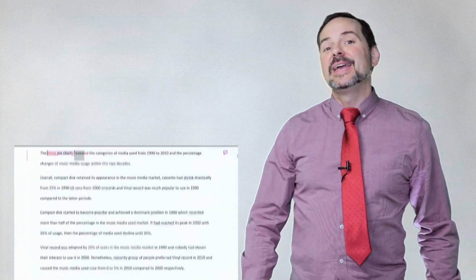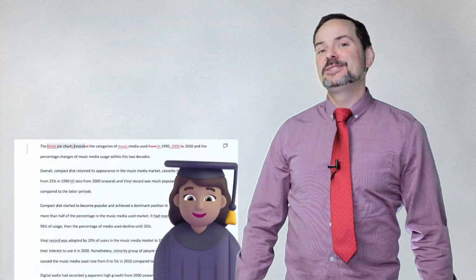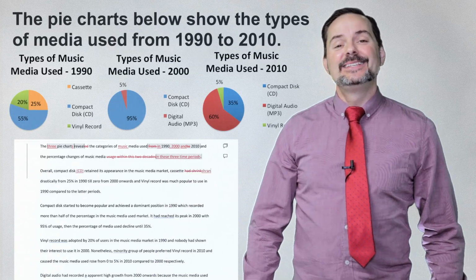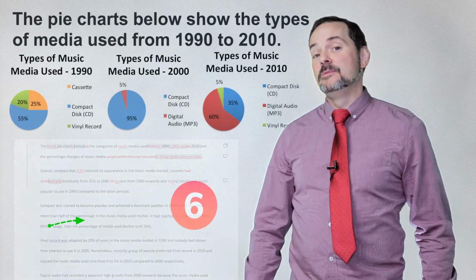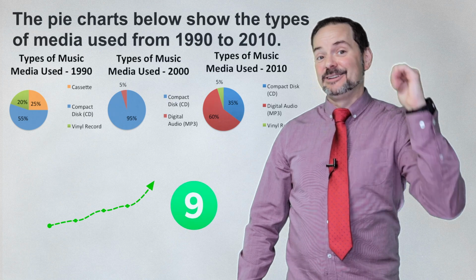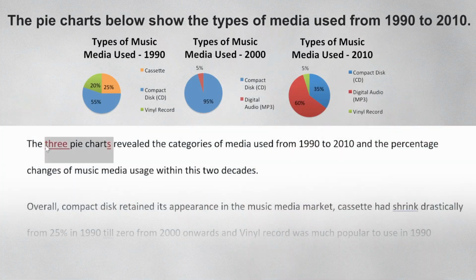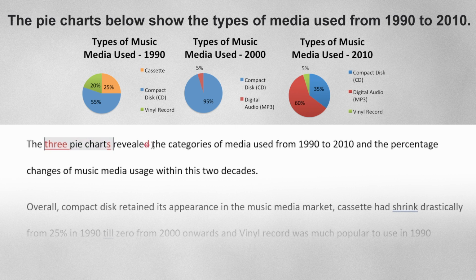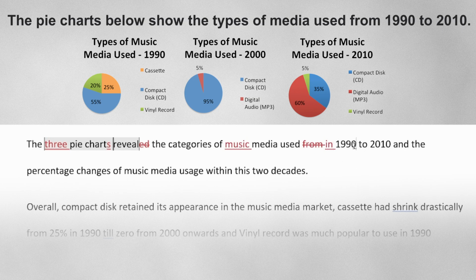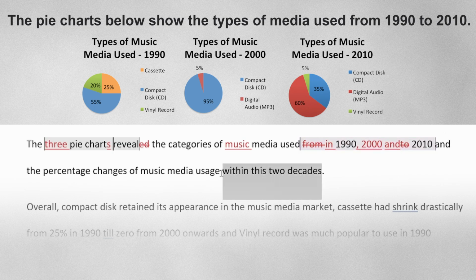Now, let's take a look at this student's Task 1 submission for this question to see how he can improve from a Band 6 to a Band 9 response. When we look at the introductory paragraph, the 3 pie charts reveal the categories of music media used in 1990, 2000, and 2010, and the percentage changes of music media in these 3 time periods.